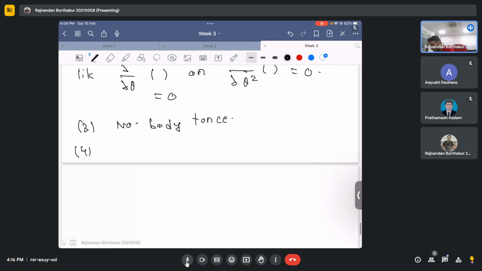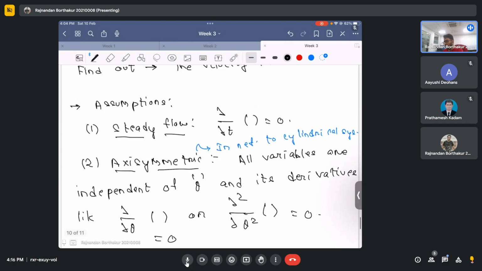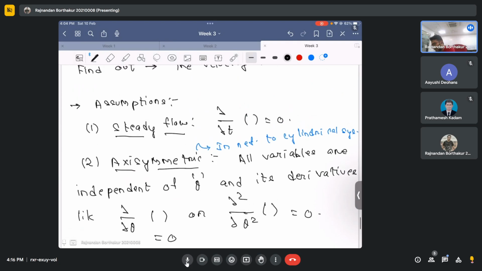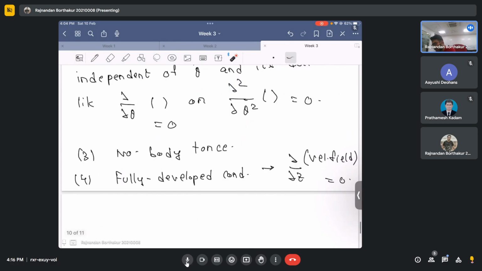And fourth, we'll also assume one more assumption, which is basically the fully developed condition. The fully developed condition states that any derivative of the velocity field with respect to the z direction is 0. I think perhaps you have seen this repeatedly. Okay, so these are the assumptions. Perhaps this axisymmetric assumption is new to you, but the steady flow and fully developed assumptions are something that we have done repeatedly.